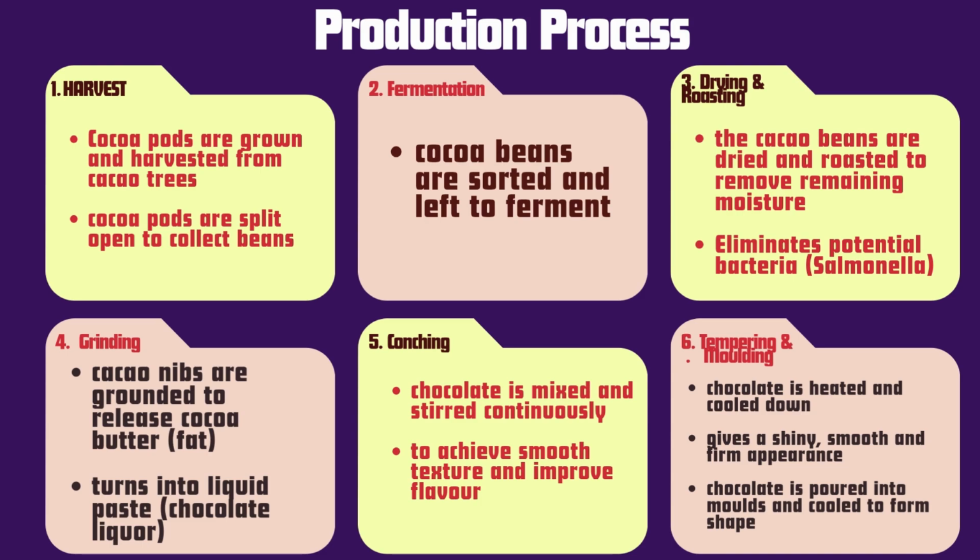So I'll be explaining the chocolate production process. First is harvesting. Cocoa pods are harvested from cacao trees and are cut open to collect the cocoa beans inside. Second is fermentation. The cocoa beans are fermented to develop the flavor of the chocolate. Third is drying and roasting. The beans are dried and then roasted to remove moisture and eliminate harmful bacteria such as salmonella.